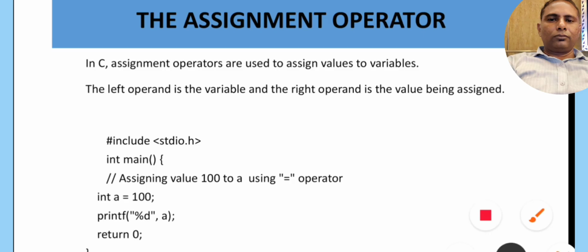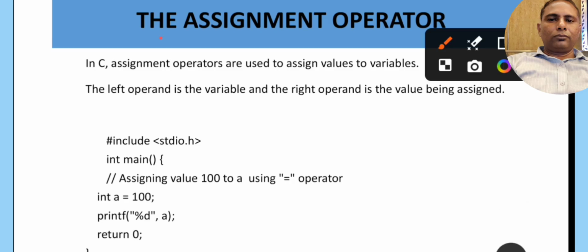Now, the other operator in C is the assignment operator. That is, we can assign any value. For example, we are writing a is equal to 5. Then we are assigning the value with the operator equal to. Like this, we can assign any value. So equal to is known as the assignment operator.